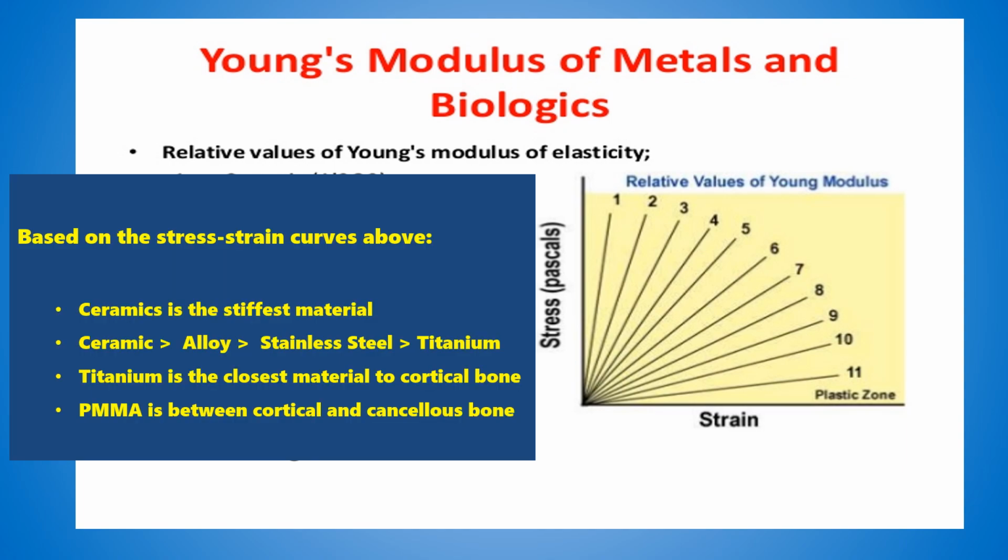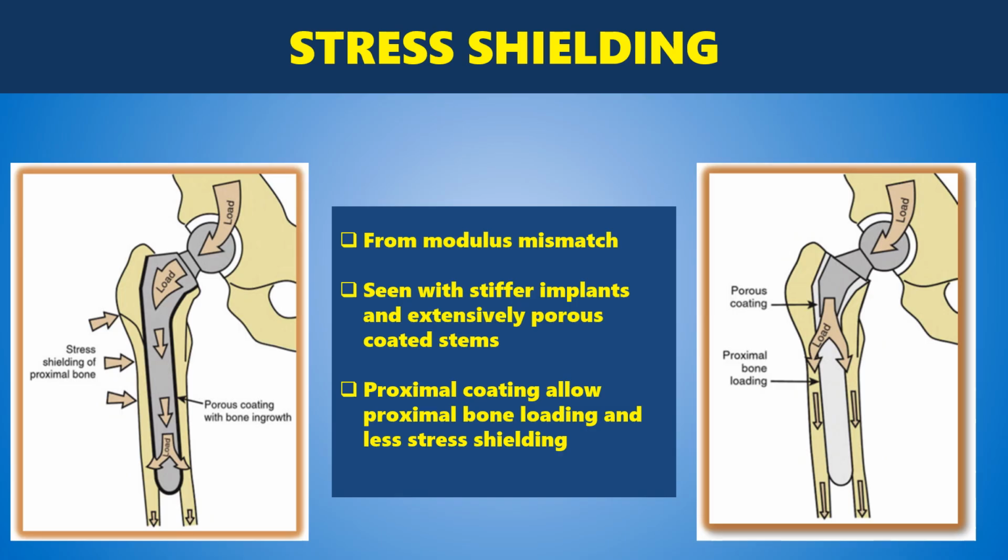So based on the stress strain curve, comparing different materials in the elastic region, ceramic is the stiffest material, titanium is the closest material to cortical bone, polymethyl methacrylate is between the cortical and cancellous bone, and cartilage is the most flexible material in this graph. So how can we apply the previous knowledge to our practice?